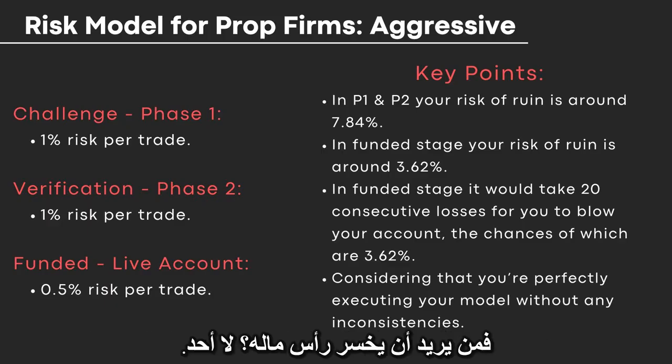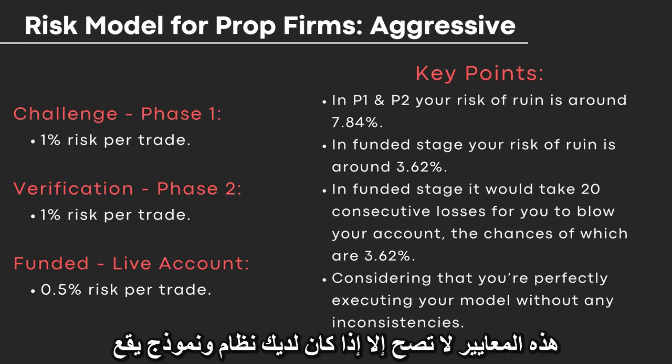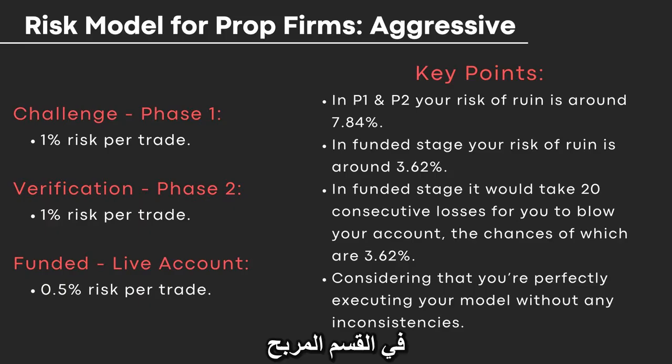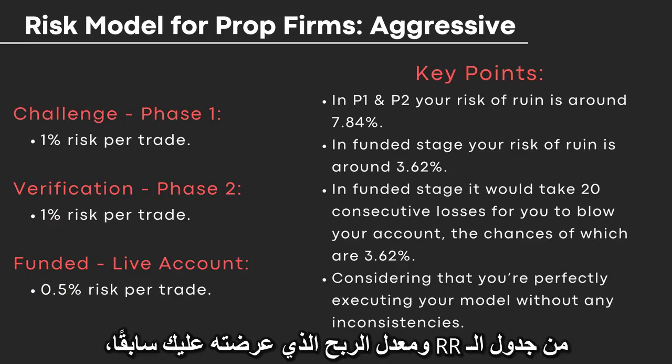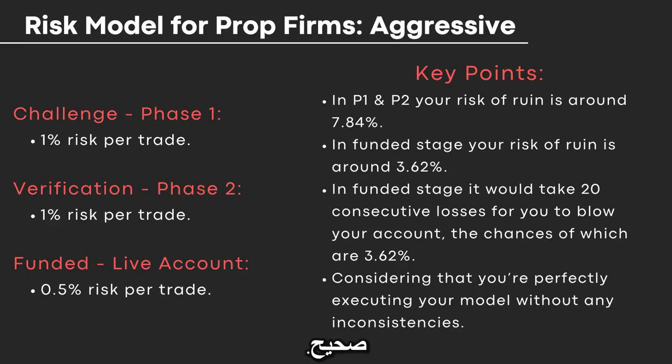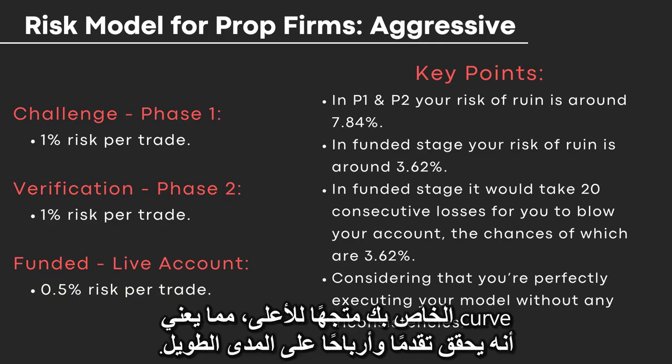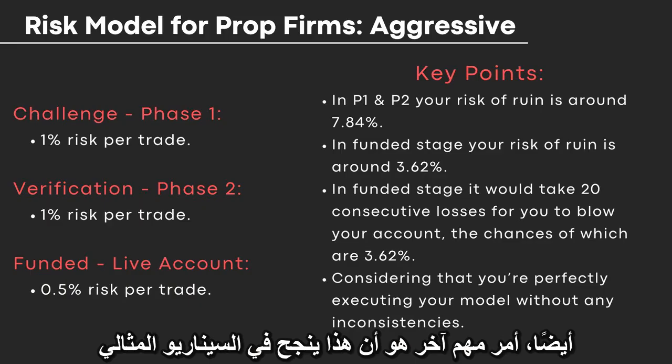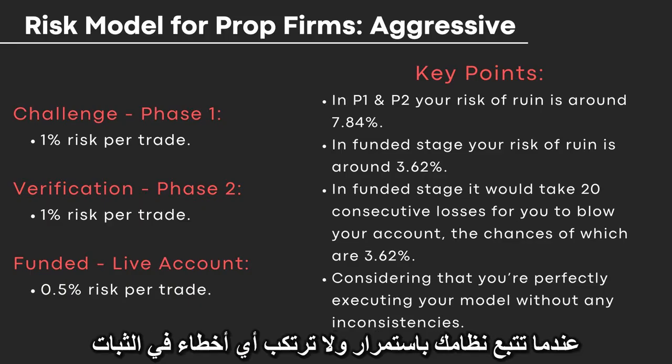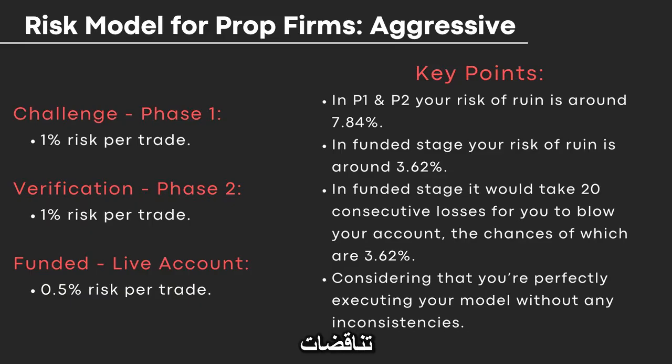No one. Now, these parameters only stay true if you have a system and model that lies in the profitable section of the RR and win rate table and the curve that I showed you earlier, right? And your equity curve is towards the upside, meaning it's making progress and making profits in the long run. Also, another important thing is that this works in the ideal scenario when you are consistently following your system and not making any inconsistencies or irregularities within your execution of that particular model.